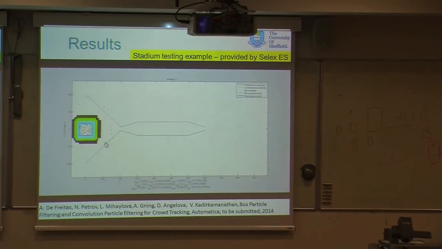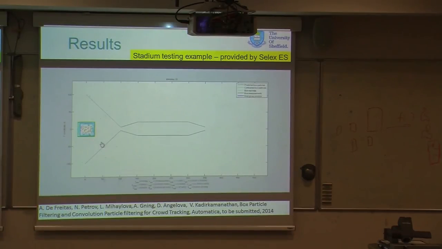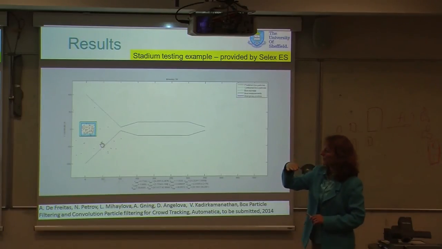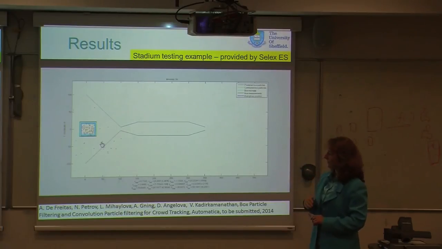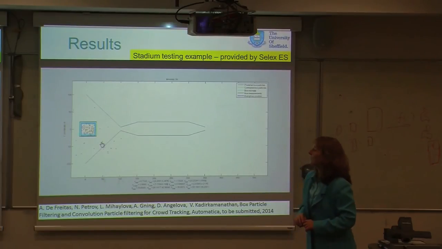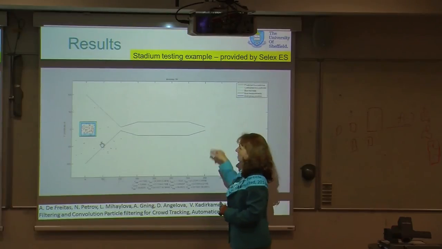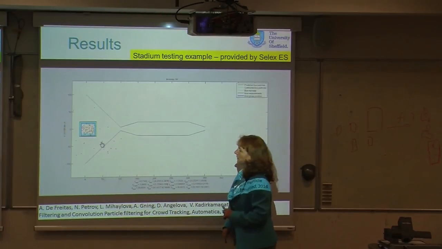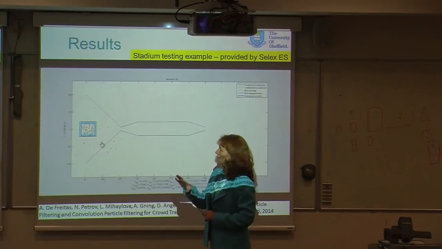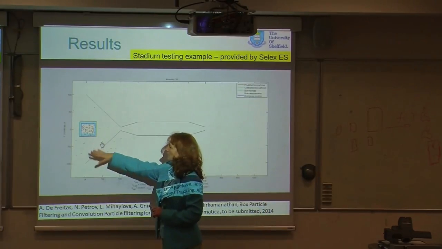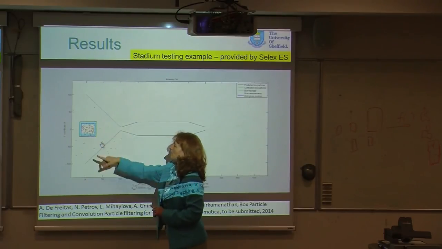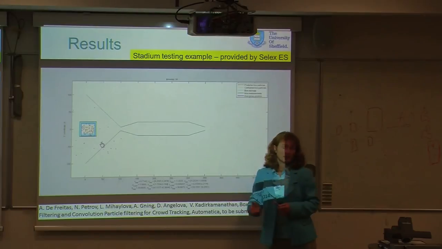So I'll show you some results. This is an example from CELEX-ES. They are interested in algorithms for UAV platforms. And this represents a stadium. So this is a crowd of people. There is a sensor that gives data, but the sensor gives also lots of reflections. So these dots that are spread all over, these are clutter points.